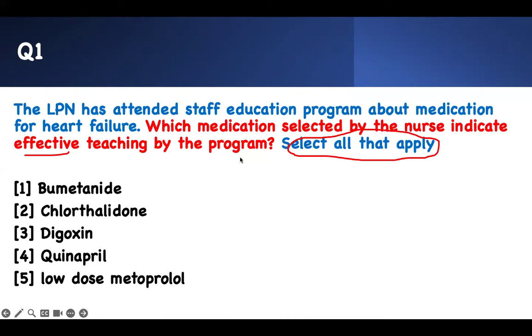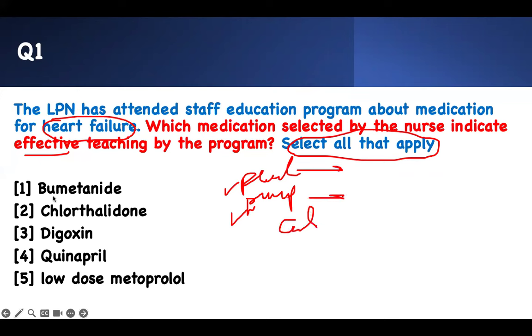Effective teaching about what? The LPN has attended a staff medication program about the medication for what? Heart failure. Which one, when selected, indicates effective teaching? All I'm saying is, which medications can be used for heart failure? You know, the heart failure problem is what? Either too much fluid or a pump problem. You see, 2 things, PP. Fluid, too much fluid, and pump problem. We got to fix the fluid, we got to help with the pump, and help with contraction.